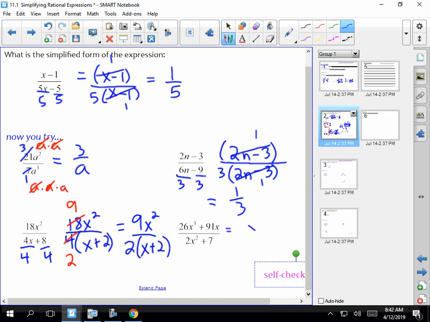So we got something x. They do have something in common. Here's the deal. I'm thinking that perhaps whatever comes out of each of these will create a 2x squared plus 7. We'll see. So 26 has its factors 2 and 13. That's it. 2 doesn't go into 91, but 13 does go into 91 7 times. So we've got a 13x that we pull out, 2x squared plus 7.